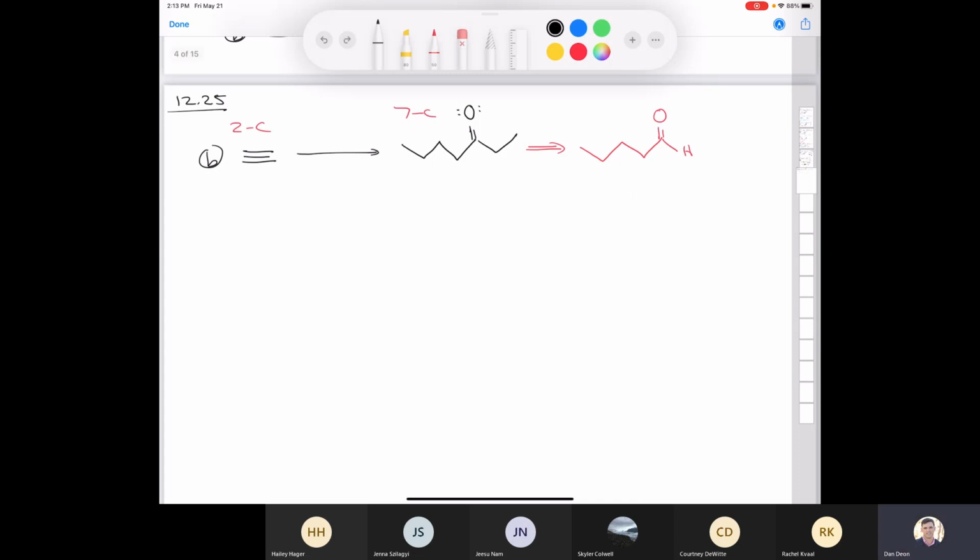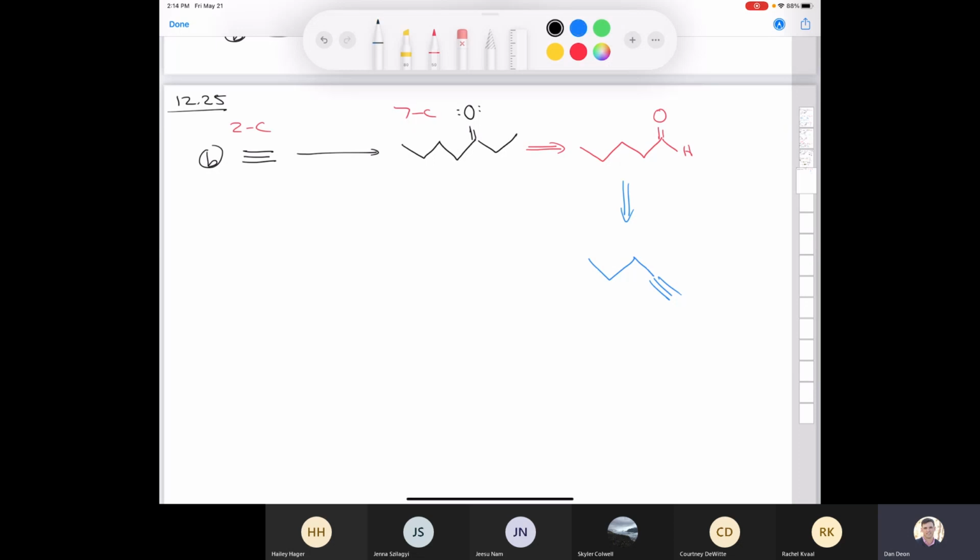Okay. Well, I could think about treating that with, sorry, I'm just thinking out loud here. If I had this molecule, if I had this alkyne, then all I'd have to do is an anti-Markovnikov addition of water with 9-BBN, right? And that would give me the aldehyde.